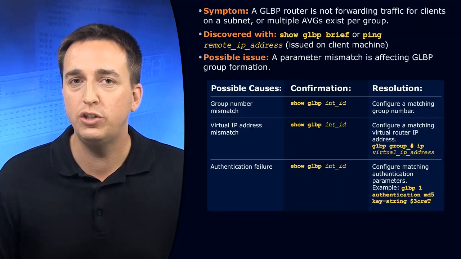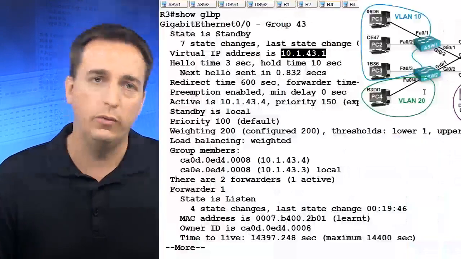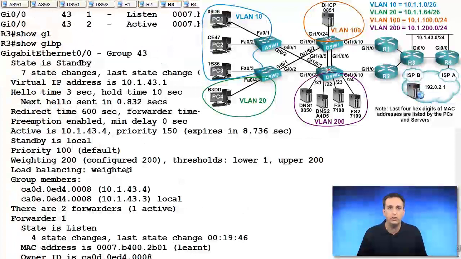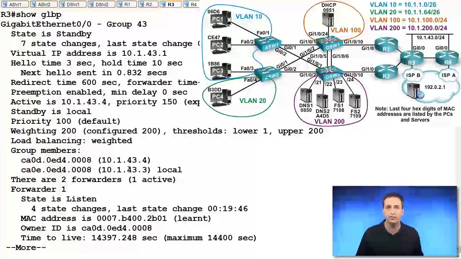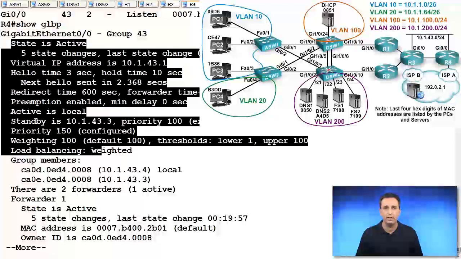So when we're dealing with GLBP authentication, what are we going to be dealing with? Well, let's see if we have authentication configured here. Let's look down through this GLBP configuration. I don't see any authentication configured right now in the output on R3. So let's go over to R4 and analyze the output of show GLBP. I don't see any there either.